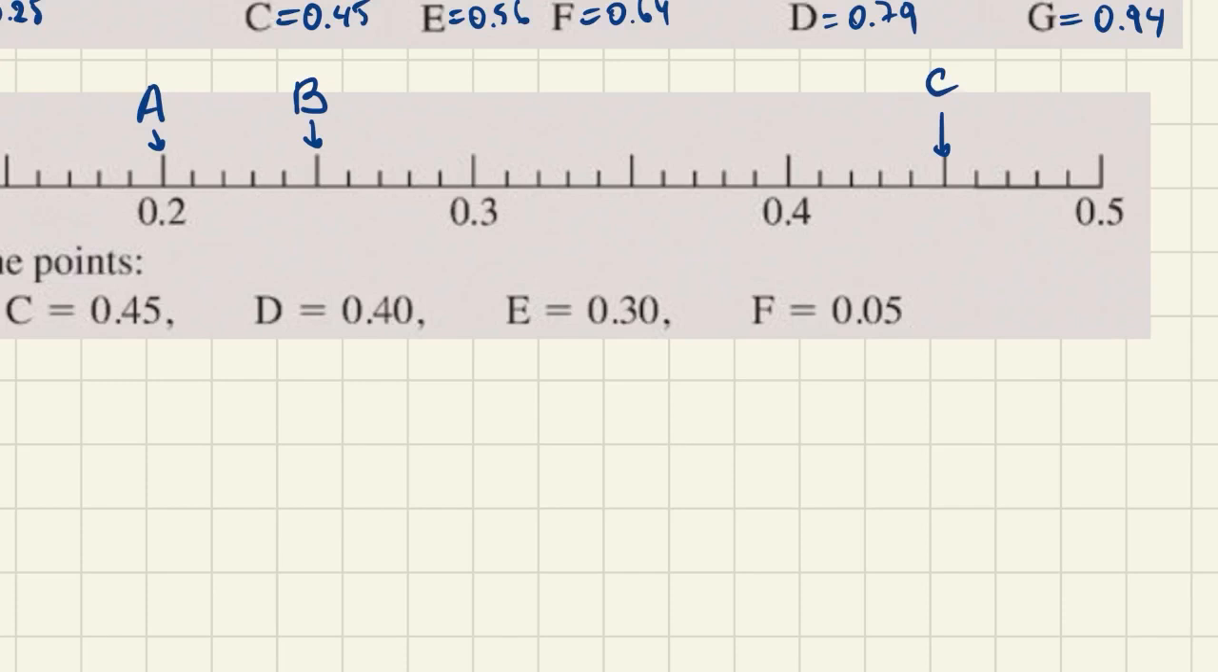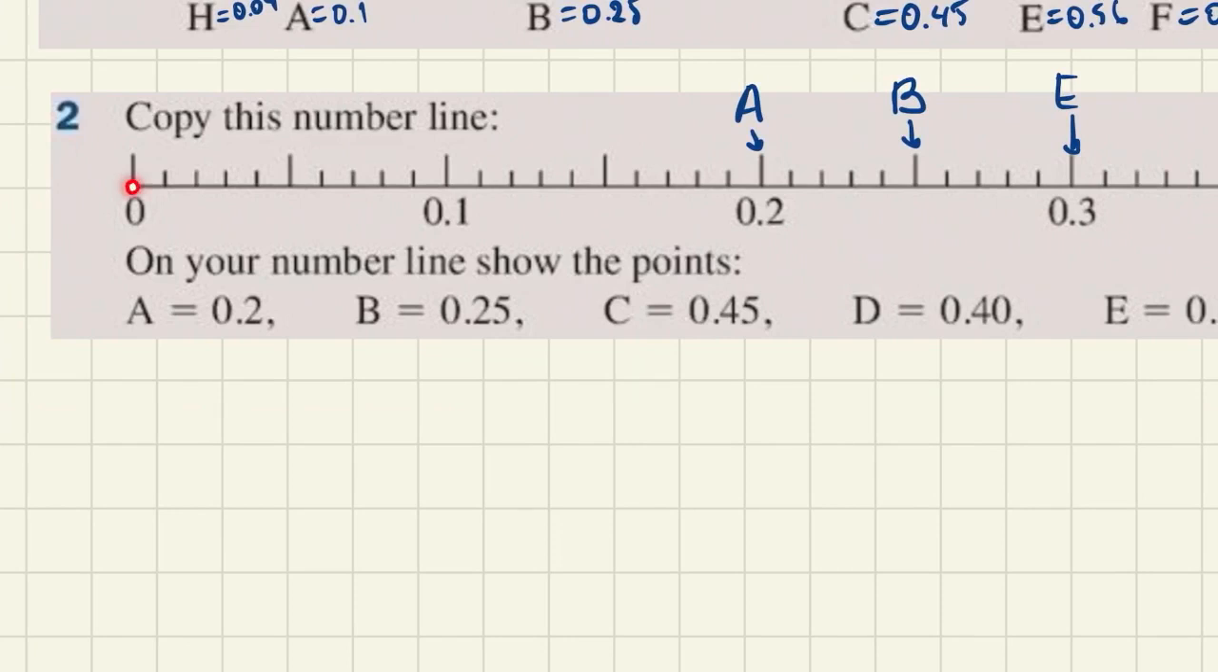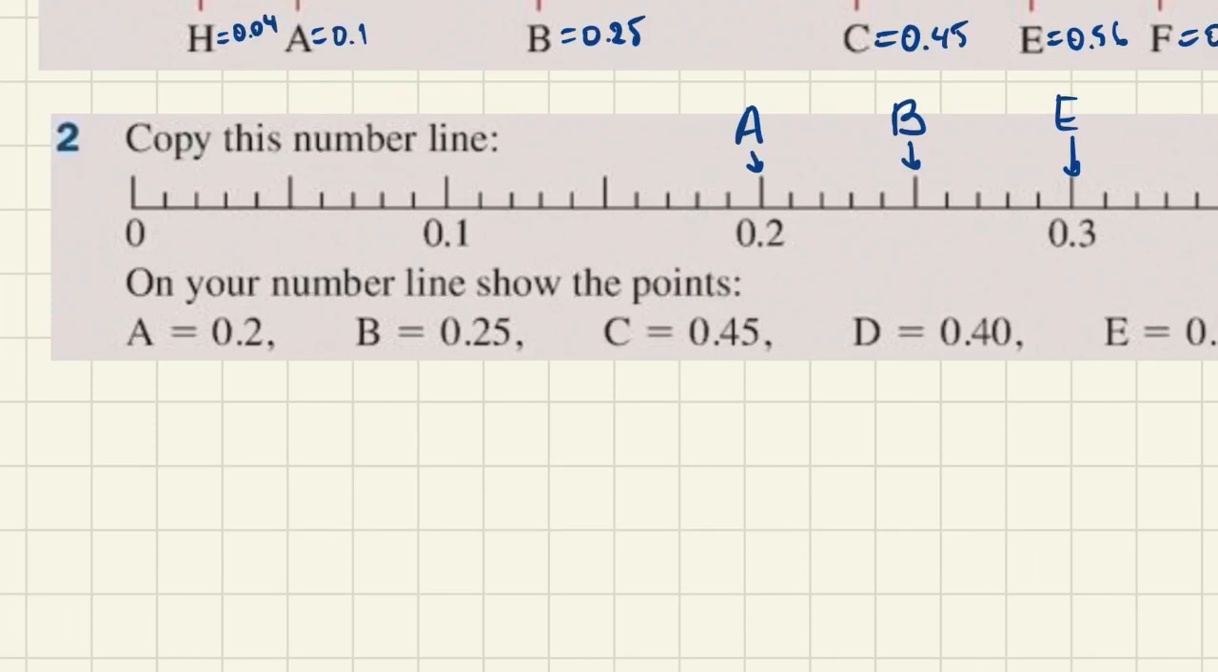D is 0.40. 0.40 is the same as 0.4. So we can mark it here. This is our D. 0.30 is the same as 0.3, which is here. This is our E, and F is 0.05. So we can go like this. We go 0, and this is 0.1. So we go 0.01, 0.02, 0.03, 0.04, 0.05. So this is our F. F is here.